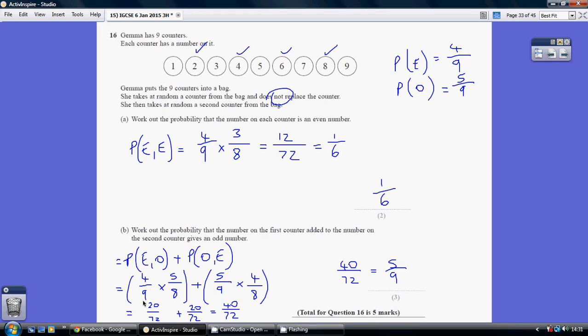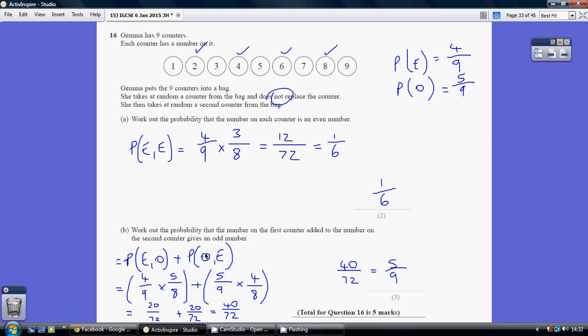Probability of an even is 4 out of 9. And then an odd, well, as we do our second pick, there would still be 5 odds in the bag because we've taken an even, so it would be 5 out of 8, only 8 in the bag because obviously an even's gone. So 4 over 9 times 5 over 8, so that's 20 over 72. That's the probability of an even and then an odd.